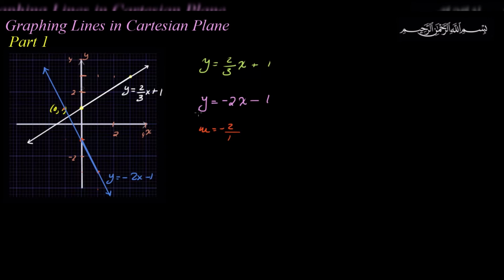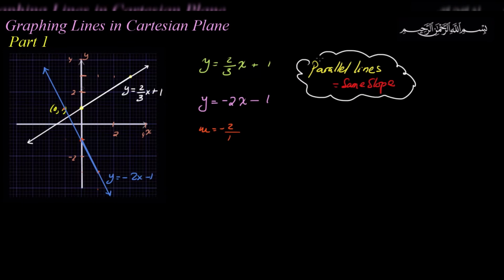Before I finish here, I wanted to talk about 2 things: parallel lines and perpendicular lines. Now, parallel lines are parallel if they have what? The parallel lines are parallel because their slopes are the same. Parallel lines have the same slope. That you have to understand, so remember this.